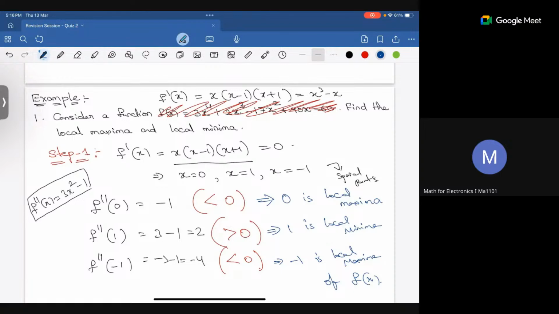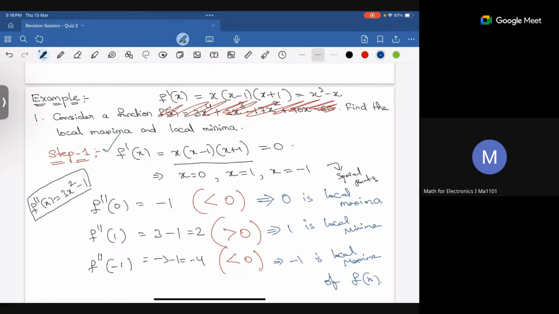So don't plot f prime of x. If you plot f prime of x, you will see that at x equals 0, x equals 1 and x equals -1, it will cut the x-axis. It will intersect the x-axis. They will not be the local maxima for f prime of x. They will be the local maxima and local minima of f of x only.